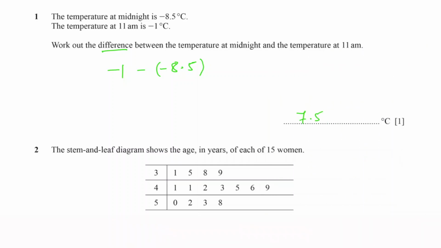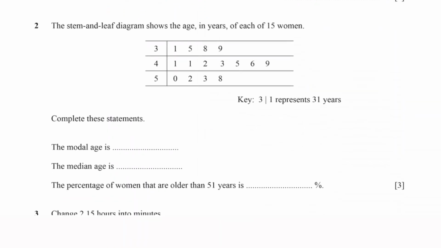Question number 2. The stem and leaf diagram shows the age in years of each of 15 women. The key is also given here: 3-1 means 31, so 3-5 means 35. We have to complete the statements here.